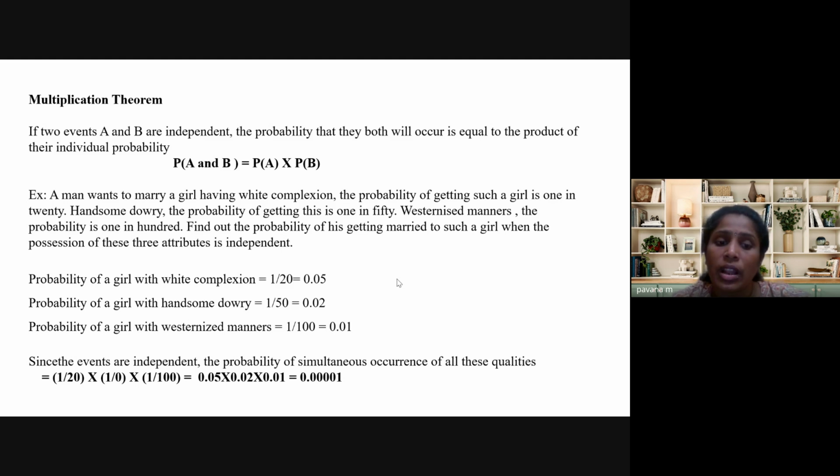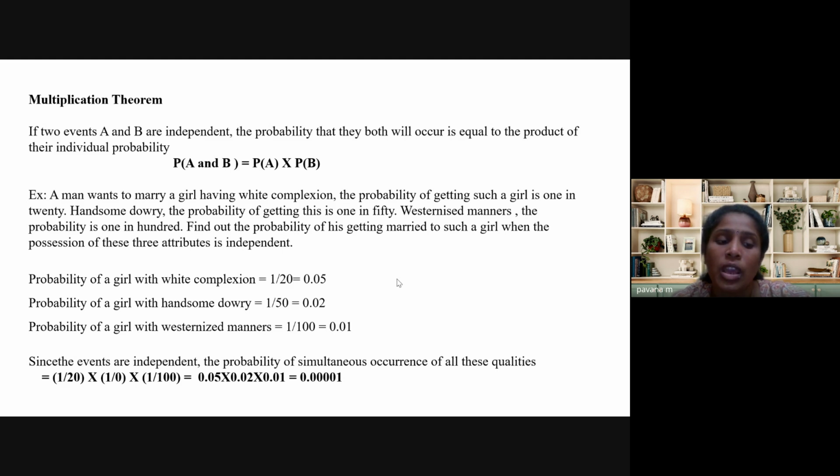So if these attributes are independent and they must all be possessed by that particular girl, what is the occurrence of this situation in that man's life? So you have to calculate the individual probabilities. Probability of girl with white complexion, as we already discussed, is given 1 in 20. So P of A, the probability of white complexion, is 1 by 20, 0.05.